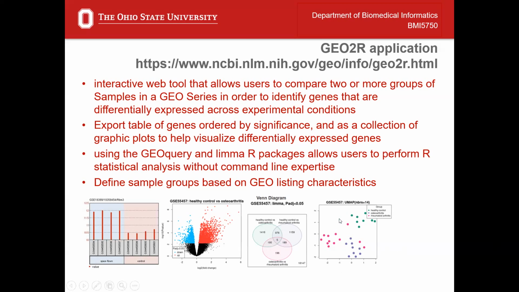And then finally, this is a UMAP plot showing the relationships between samples based on their gene expression profiles. It's a lot like a PCA plot. But all of these analyses are built into the GEO2R application. So if you have a simple query, such as comparing 2 different experimental conditions, you could do that directly within the GEO website.